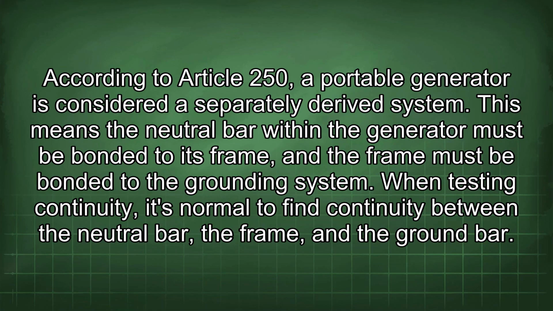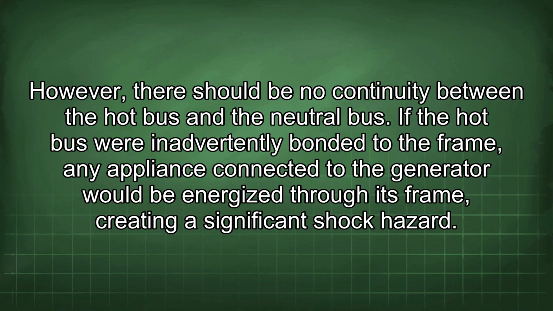According to Article 250, a portable generator is considered a separately derived system. This means the neutral bar within the generator must be bonded to its frame, and the frame must be bonded to the grounding system. When testing continuity, it's normal to find continuity between the neutral bar, the frame, and the ground bar. However, there should be no continuity between the hot bus and the neutral bus.